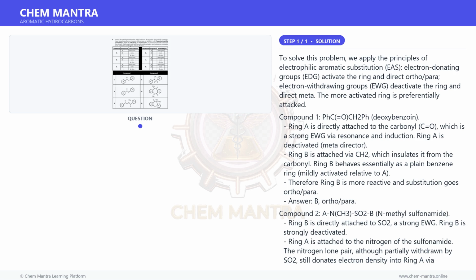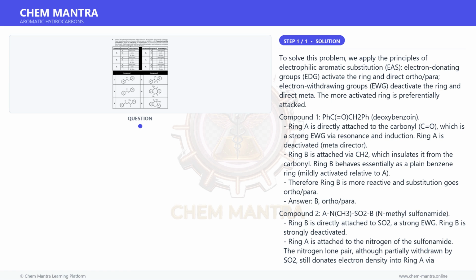To solve this problem, we apply the principles of electrophilic aromatic substitution, EAS. Electron-donating groups, EDG, activate the ring and direct ortho-para. Electron-withdrawing groups, EWG, deactivate the ring and direct meta. The more activated ring is preferentially attacked.